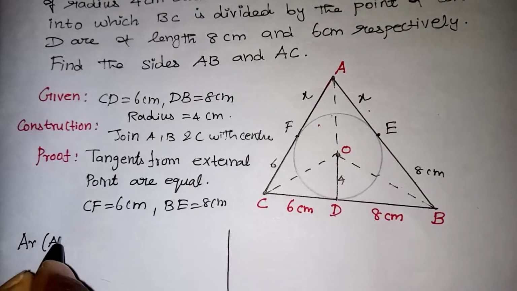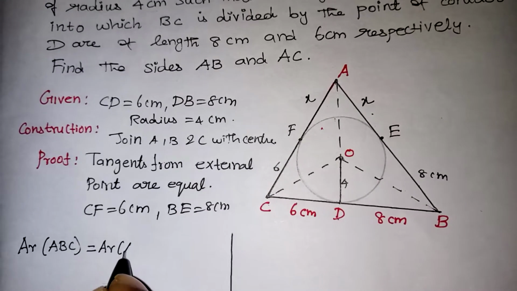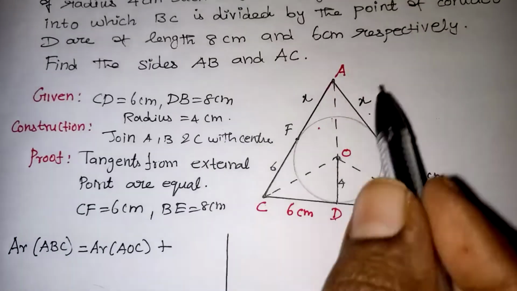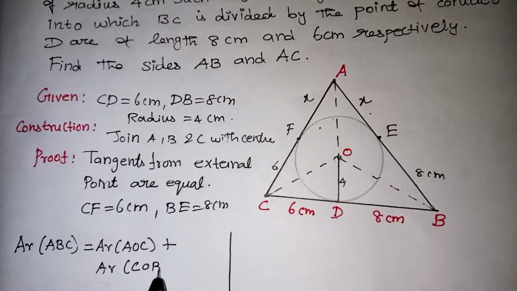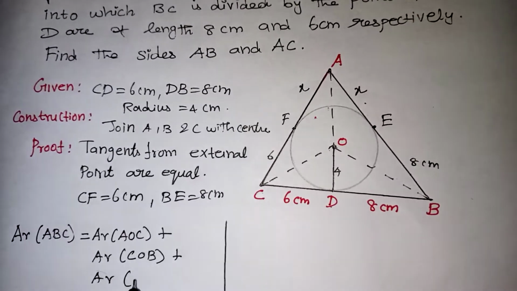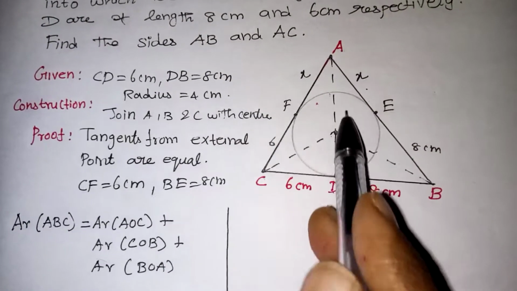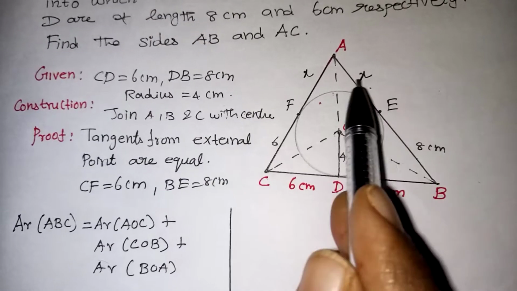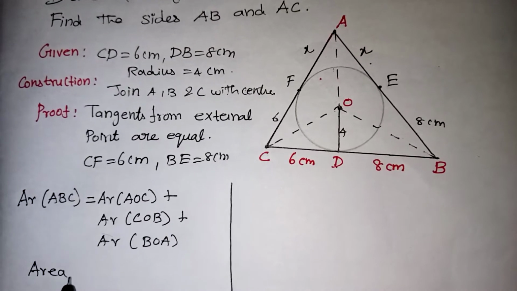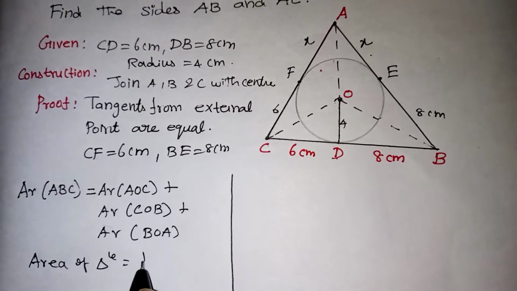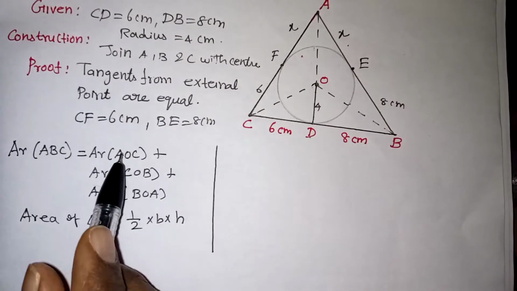Area of the whole triangle ABC is equal to area of AOC plus area of COB plus area of BOA. So all the small triangles COB, BOA, AOC, when their areas are added, you can get the whole triangle area very easily. For the area of a triangle we have the formula half into base into height. Here we are going to apply this formula for all these three triangles.